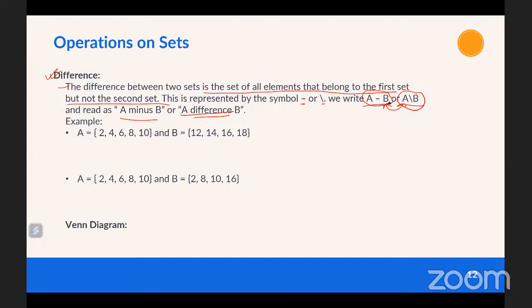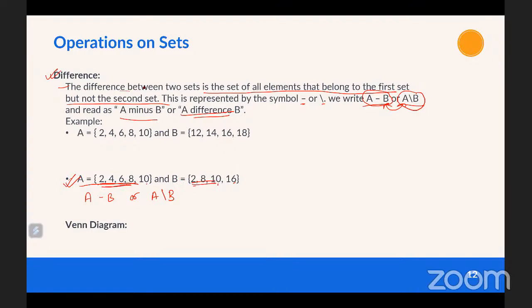What we are doing, we are subtracting one set from another. It is not a very technical term. I'm just using this term to explain you. We are just eliminating the elements which are there in A, which are also there in B, from A. So here is one example. So we have a set A which contains 2, 4, 6, 8, and 10, and a set B which contains 2, 8, 10, and 16. So for this set A, we have to do A minus B or A difference B. So from the set A, we have to remove the elements which are present in B.